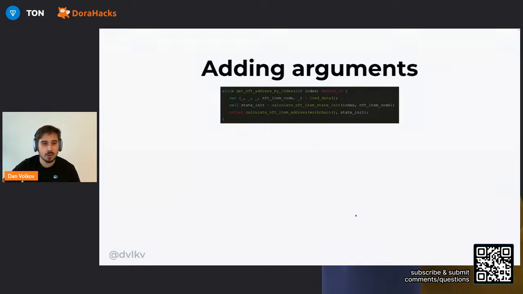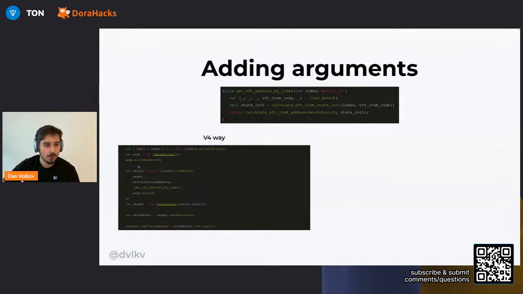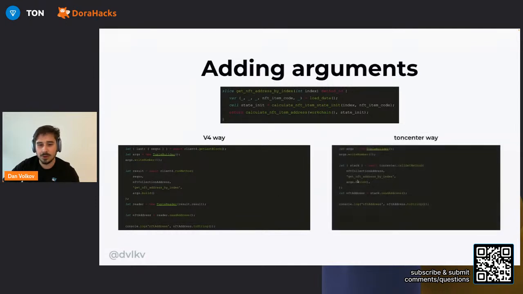Okay, let's add arguments to our get method. And here comes the tuple builder. In v4, we create a tuple builder and add arguments. We pass the tuple in the arguments of the method call, and when calling the get method, just like on the previous slide, we read the result using the same tuple reader. Okay, and for Ton Center, it goes like this.